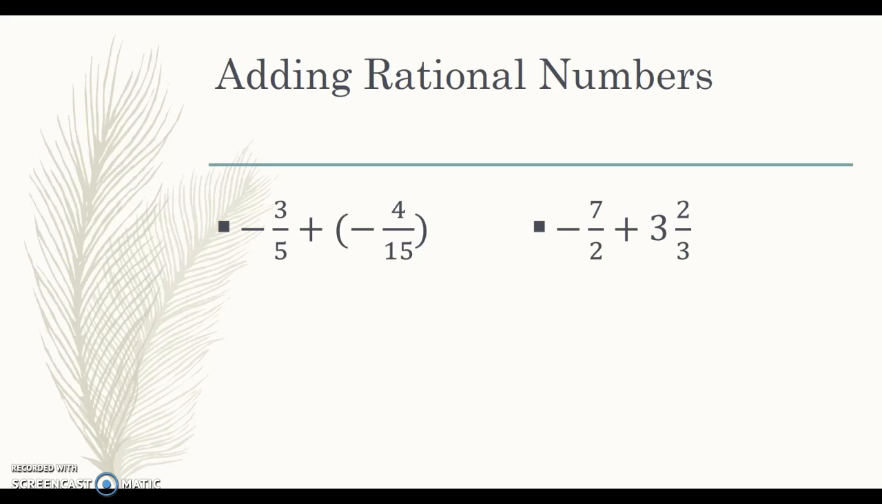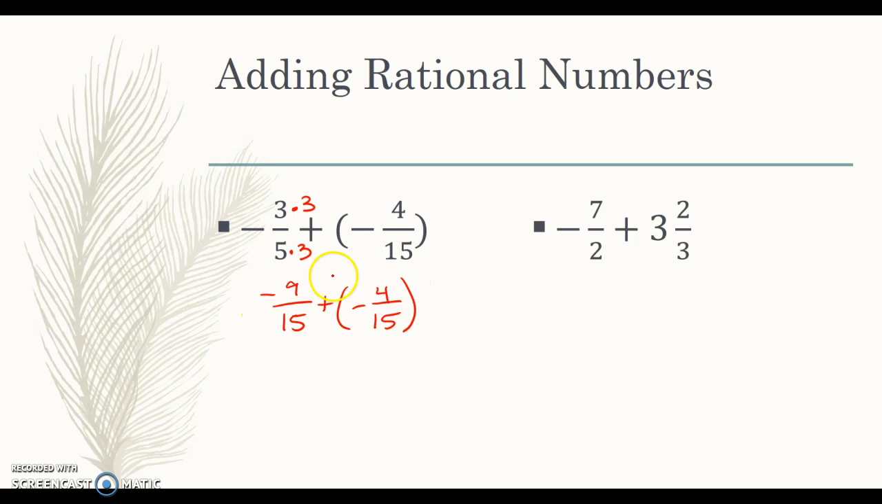We're going to move right into adding rational numbers. So when we're both adding and subtracting these positive and negative fractions, we need to make sure we have a common denominator. So for our first problem here, I've got negative 3/5 plus negative 4/15. So my common denominator isn't there yet. I know it should be 15. So I'm going to multiply my first fraction by 3. So I'm going to have negative 9/15 plus a negative 4/15. Now this is where our integer rules come into play.